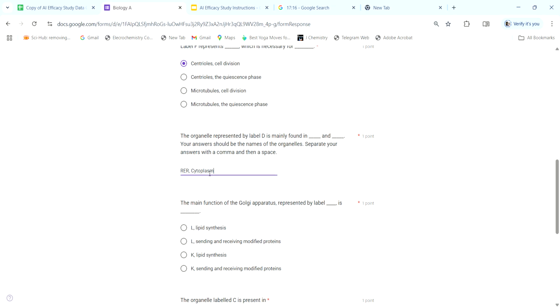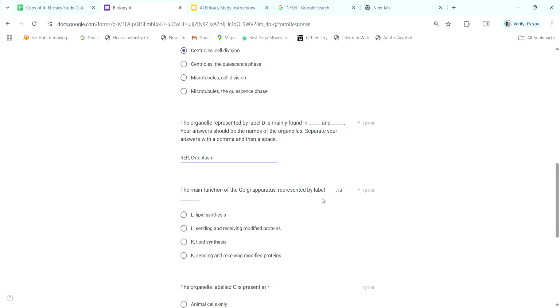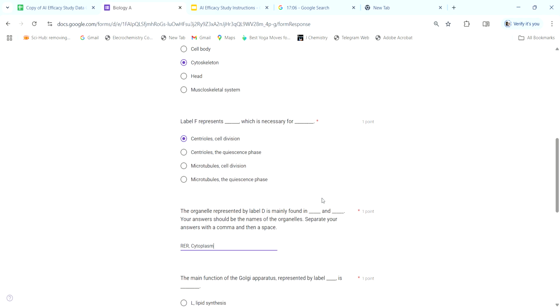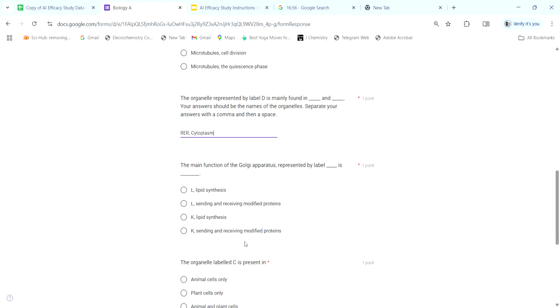The main function of Golgi apparatus represented by level which, either L or K. Golgi apparatus, L or K. Yes, this is L and this is K. K is the correct answer, I think, because this is the Golgi body. So K for lipid synthesis or K sending receiving proteins. Golgi body actually transfers the proteins, so it will be sending and receiving modified protein.